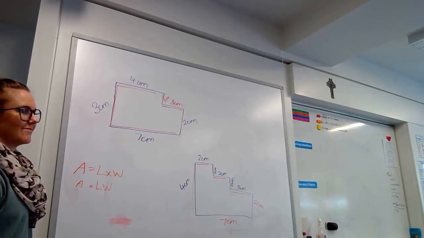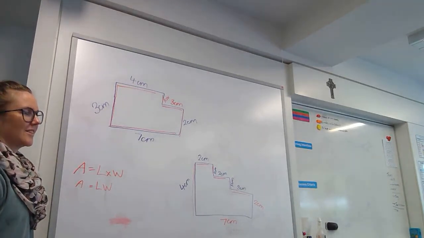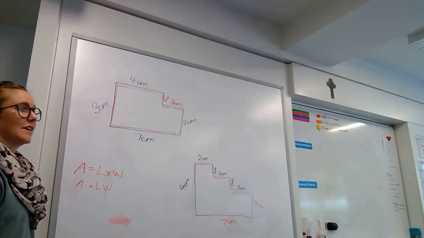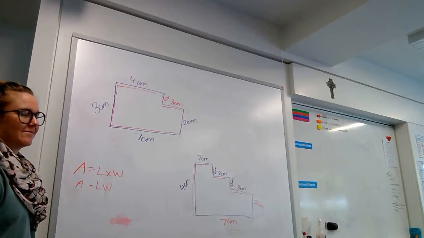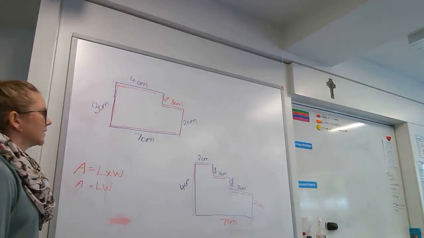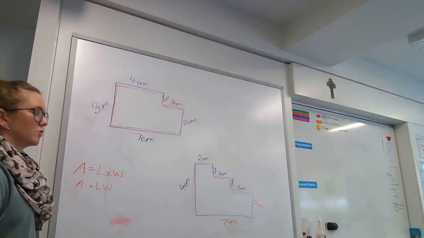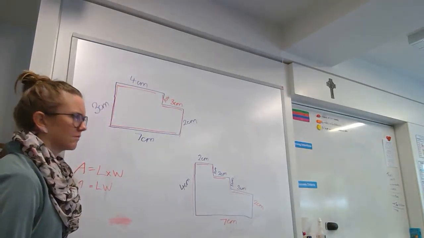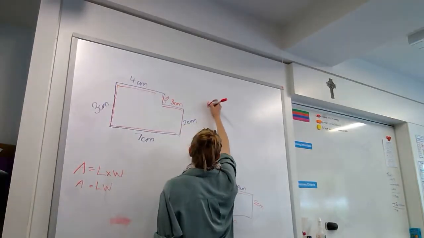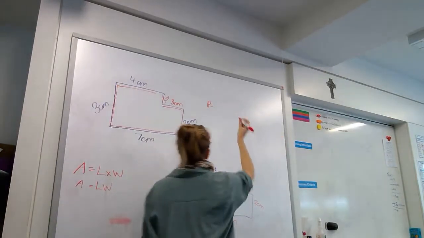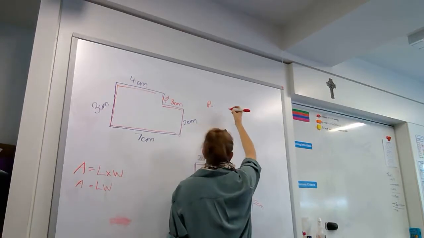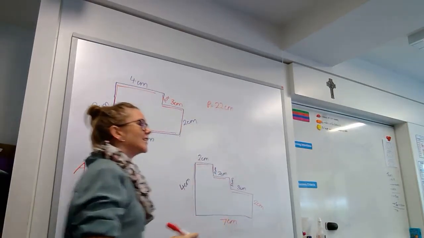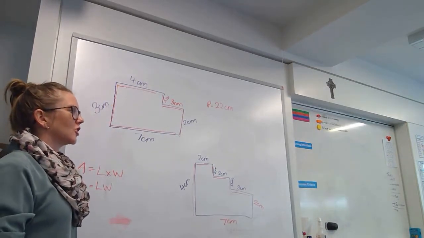Okay, let's find the perimeter. Let me rephrase that. Find the perimeter. That's 20. I got 22 centimeters. Agreed? I got 20. Okay, calm down.